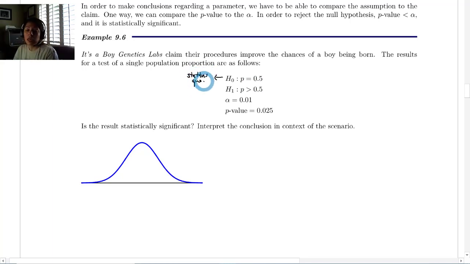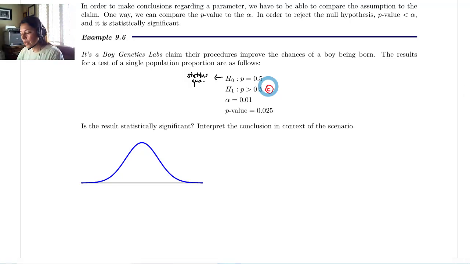It's saying, hey, if a family chooses to get pregnant, that chance is 50-50. That's just status quo. But with science today, this boy's genetic lab says, well, you know what? We claim that we can make your chances better. And so they're claiming that the proportion is more than 50%, right? That probability. We can give you a better probability. We can make it 70% chance you're going to have a boy if you come to our lab, right?